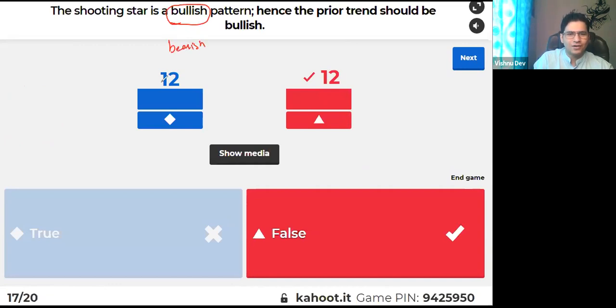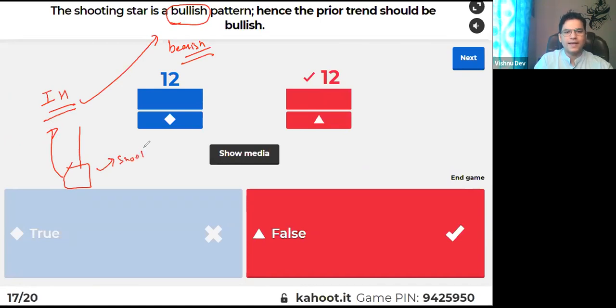Yes or no? I hope all of you remember that the inverted hammer is your bullish pattern. Yes or no? This is called an inverted hammer when it is at the start of an uptrend or at the end of a downtrend, and this is called a shooting star when it is at the start of a downtrend, or at the end of an uptrend, right?